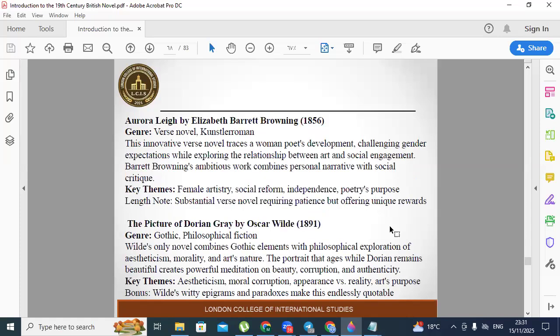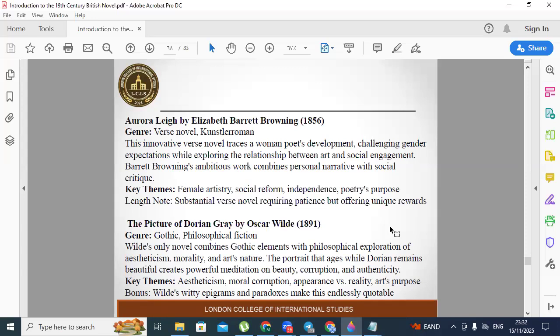Aurora Leigh by Elizabeth Barrett Browning, 1856. Genre: verse novel. This innovative verse novel traces a woman poet's development, challenging gender expectations while exploring the relationship between art and social engagement. Browning's ambitious work combines personal narrative with social critique. Key themes: female artistry, social reform, independence, poetic purpose. Length note: a substantial verse novel requiring patience but offering unique rewards.